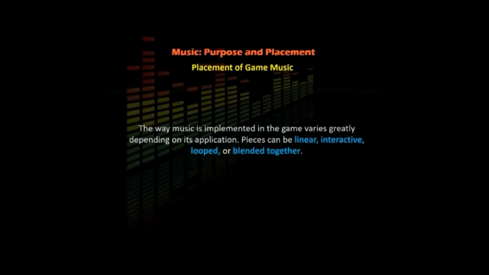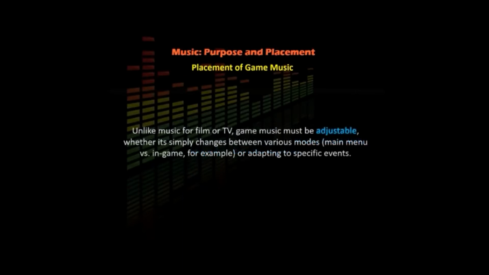Right? And how we place the music is interesting too. It really depends on the application. A lot of times we'll just have some straight ahead point A to point B linear music in a game. It can be interactive, adaptive, looped, or even blended together in certain ways. And of course, not being linear, we're adjusting the music on the fly, whether it's just a bunch of loops or changing between different modes, like from the setup screen to the gameplay mode, or adapting or interacting with specific events.